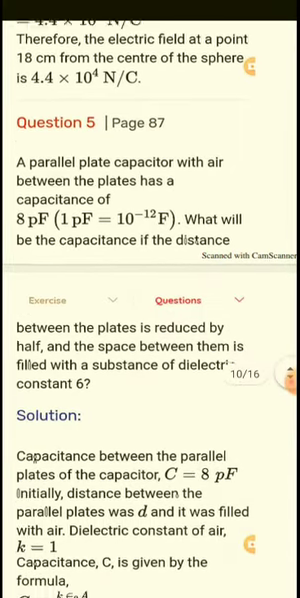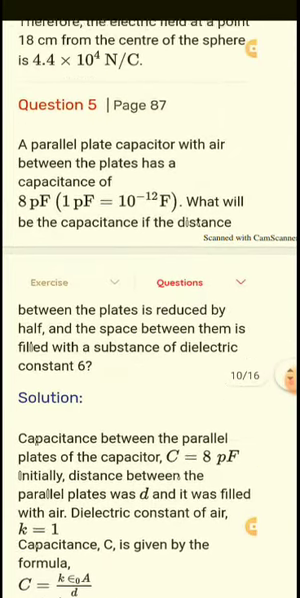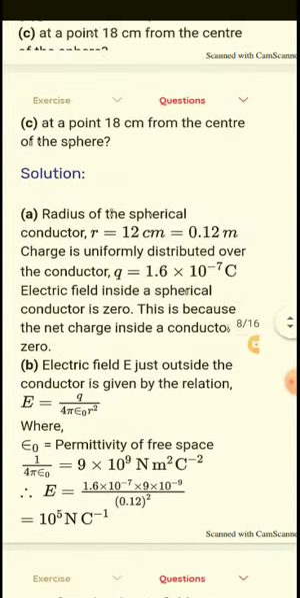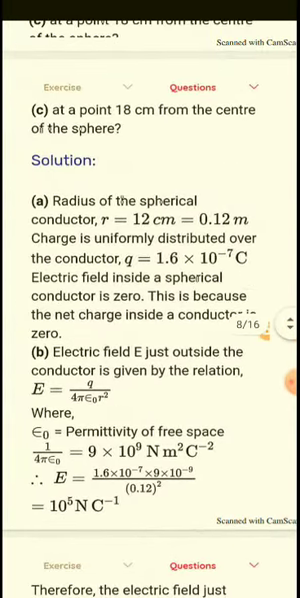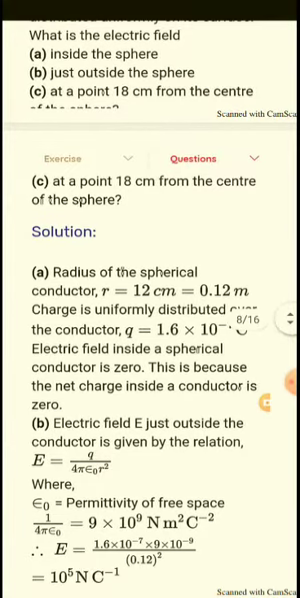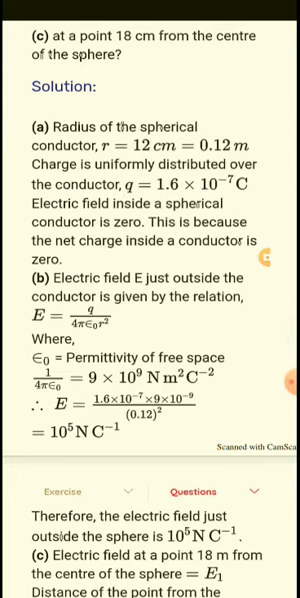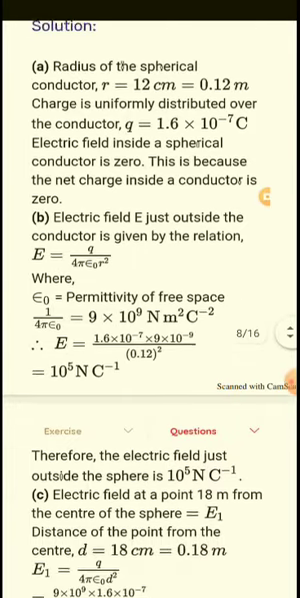Okay, so we have found all the three values. What are all the three values? A is inside the sphere, at the center of the sphere. The electric field at the center of the sphere will be equal to 0. Just outside the sphere, we found 10 to the power of 5 Newton per Coulomb using the formula E is equal to Q divided by 4 pi epsilon naught R squared.